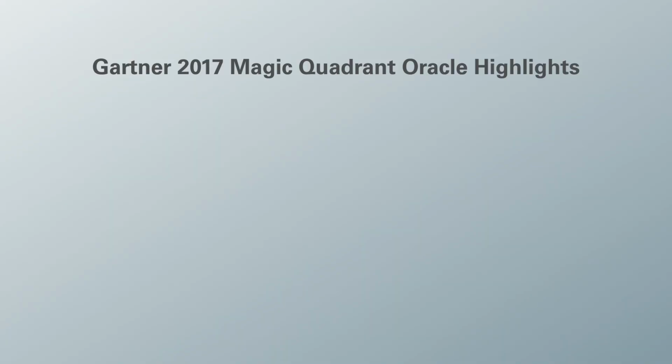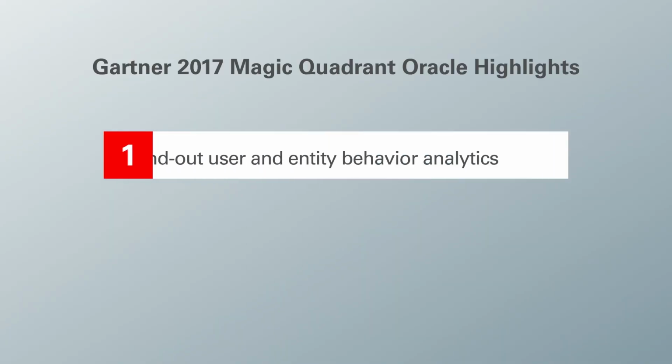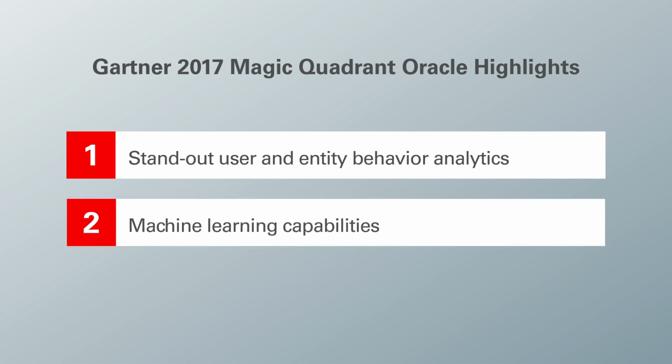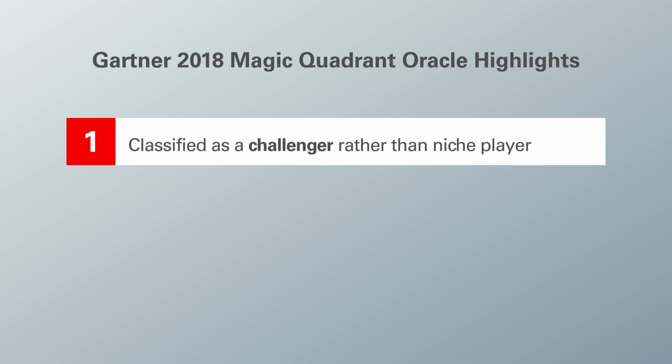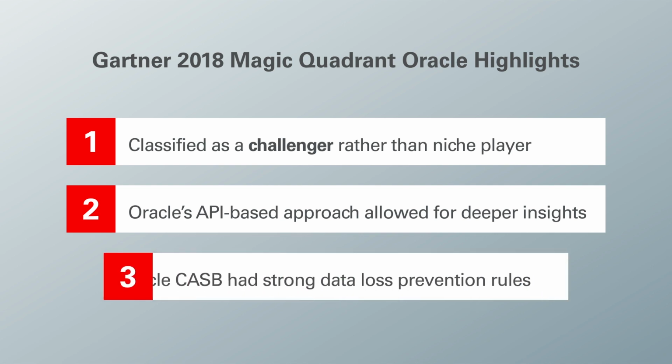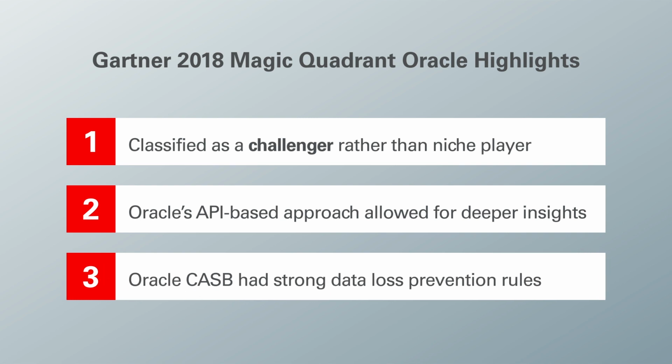In 2017, Gartner released a Magic Quadrant on cloud access security brokers. Oracle CASB was included in this report, and a few strengths were highlighted, such as standout user and entity behavior analytics and machine learning capabilities. The 2018 report showed Oracle CASB's significant improvements, being classified as a challenger rather than a niche player. Gartner noted that Oracle CASB's API-based approach allowed for much deeper insights into SaaS configurations than the proxy-based vendors. And it was also said that Oracle CASB had very strong data loss prevention rules and malware detection scans.